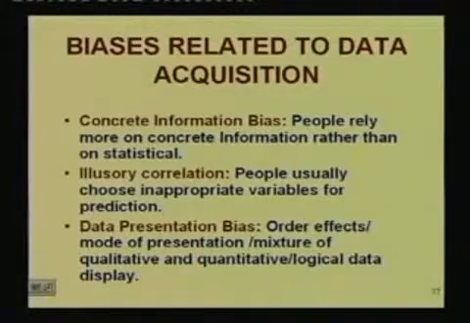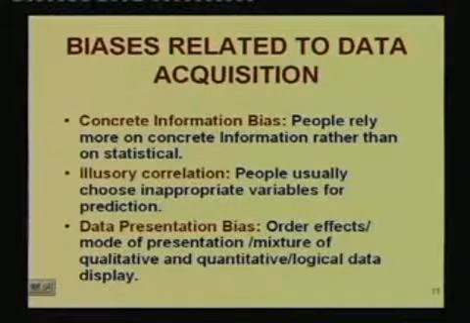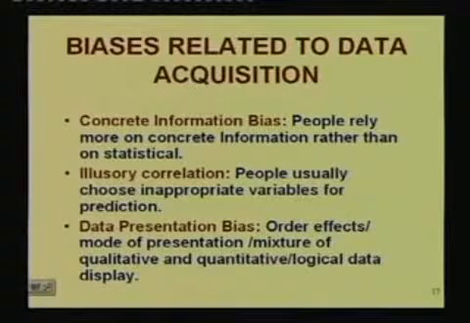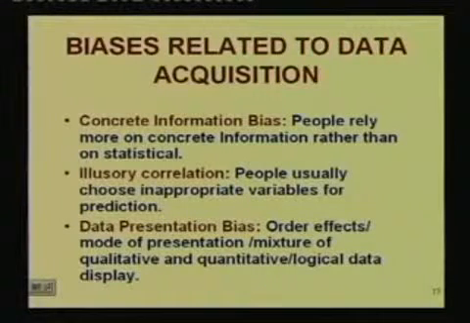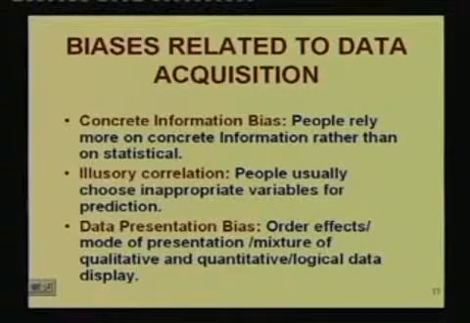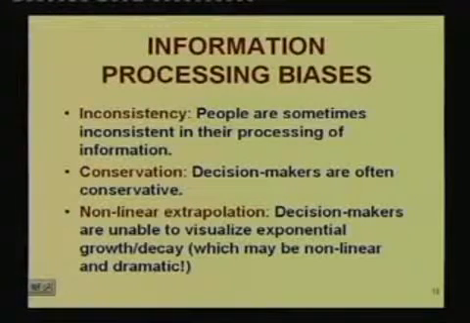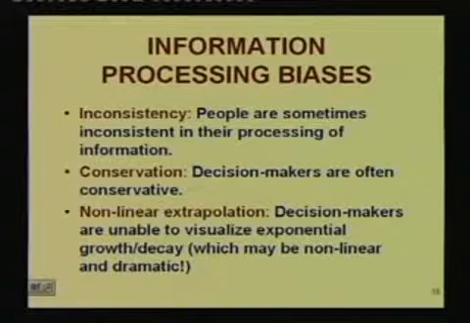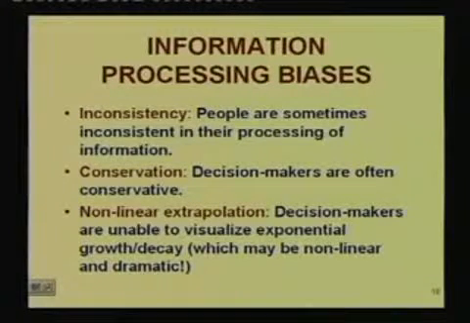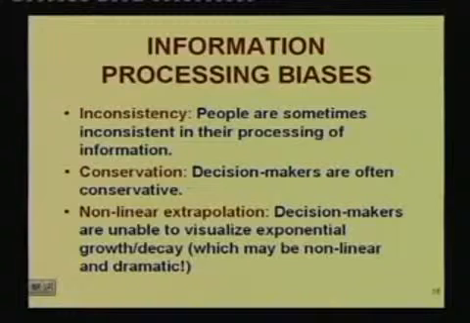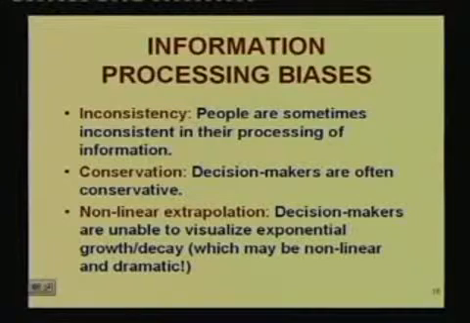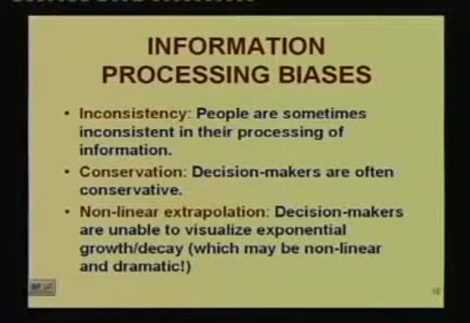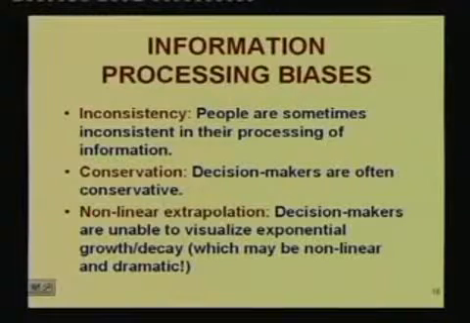Then data presentation bias. We have already seen various kinds of data presentation biases that can come due to order effects, mode of presentation, mixture of qualitative as well as quantitative information, and logical data display. So various kinds of data presentation biases can actually come in. Then we have various kinds of biases due to information processing. The first one is inconsistency bias. People are sometimes inconsistent in their processing of information. Then conservation. Decision makers are often conservative, right?